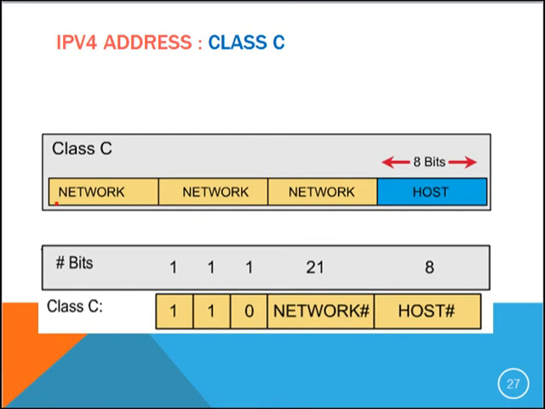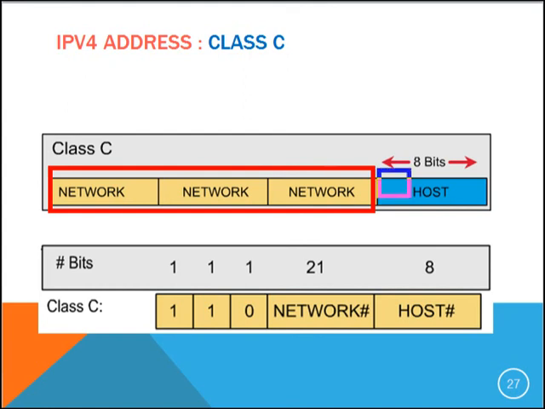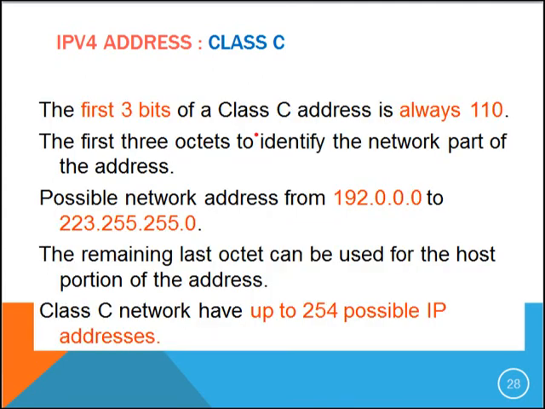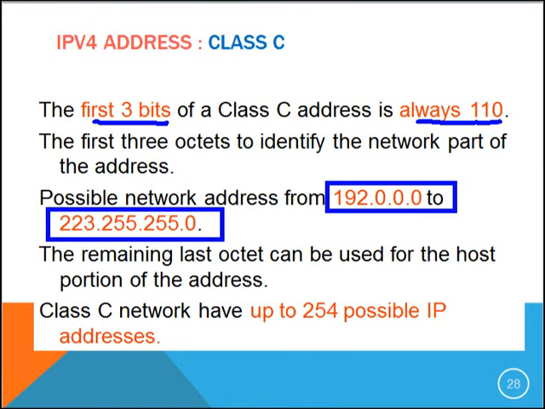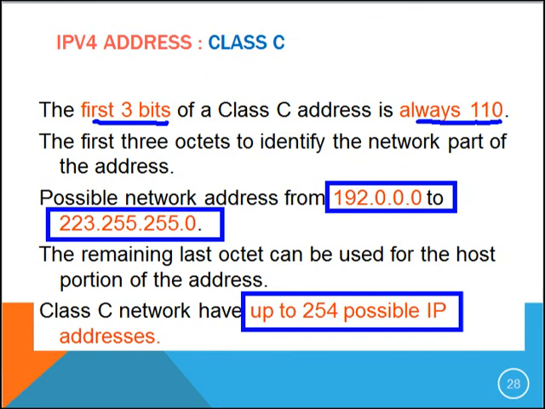And lastly, we take a look at class C. For a class C address, we have only 3 octets for the network portion and 1 octet for the host portion. How we recognize a class C address is that the first 3 bits of an IPv4 class C address are 110. So the first 3 bits of a class C address are always 110, and the addresses range from 192.0.0.0 to 223.255.255.0, and this works out to about 254 possible IP addresses in each class C network.